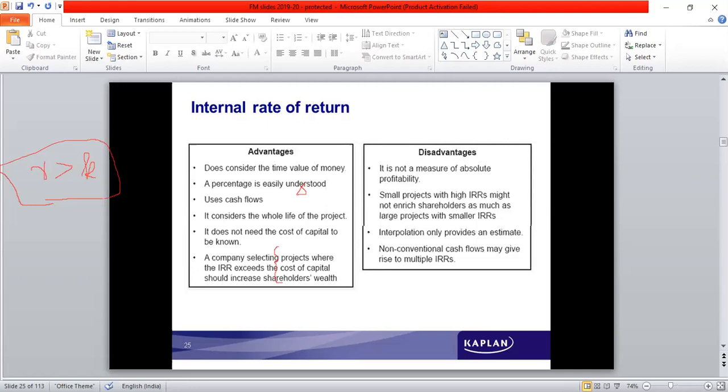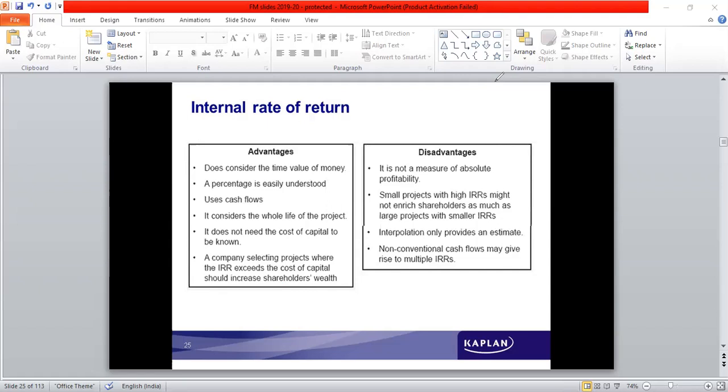The advantages of IRR are that it considers the time value of money. It's a percentage, therefore it is easily understood. It uses cash flows and considers the whole life of the project. It does not need the cost of capital to be known. A company selecting projects where the IRR exceeds the cost of capital should increase shareholders' value.